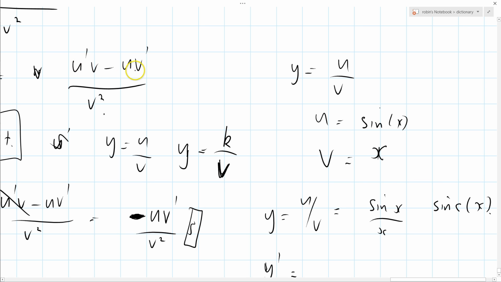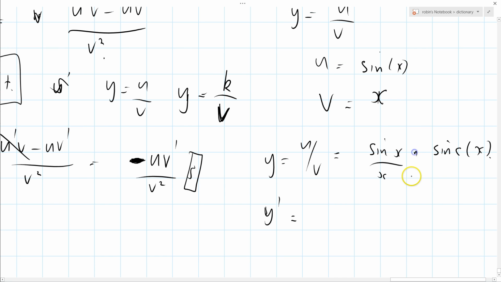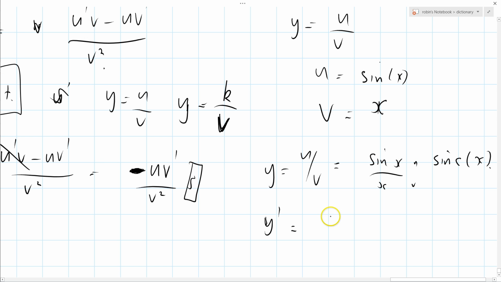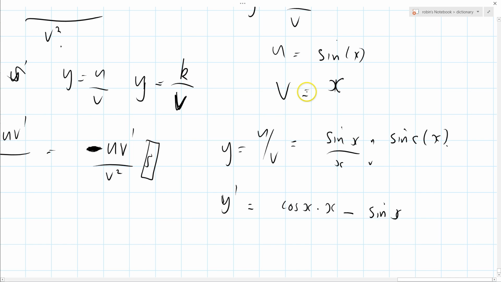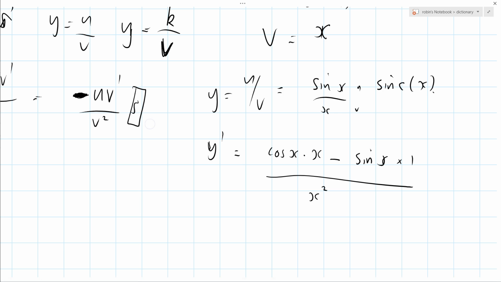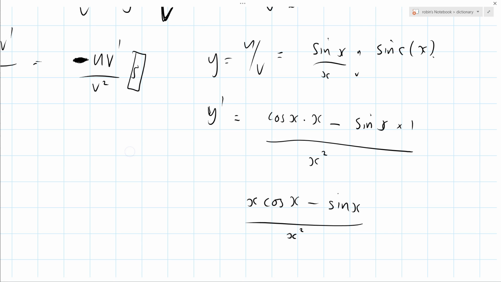Here it is, u dash v minus u v dash. That's u and that's v. So what have we got? We've got u dash v. What's u dash? That's cos x times v. Cos x times x minus sine x times v dash. We're differentiating x with respect to x, which is just 1, over v squared. So writing it out in a slightly more friendly notation, it's x cos x minus sine x over x squared. And there it is. That's how to differentiate.